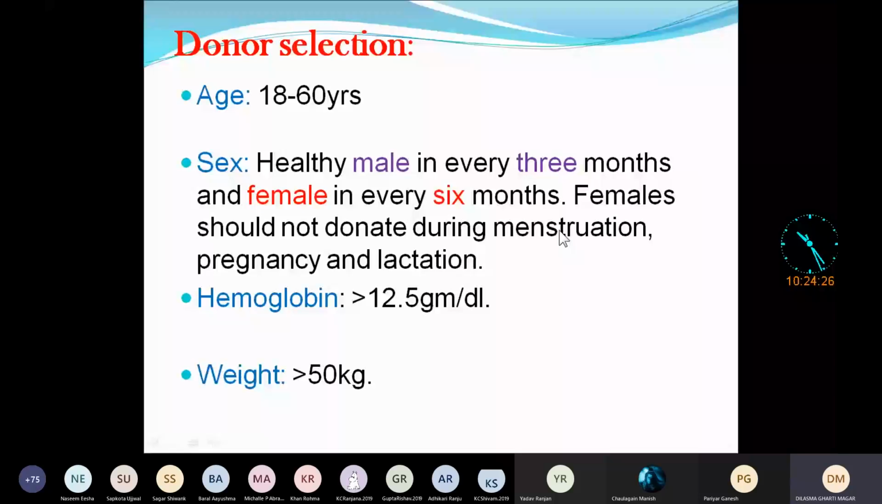And in case of pregnancy, within the uterus the fetus is growing. That's why at that time they should not give blood. And in case of lactation, lactating mothers also should not donate blood.